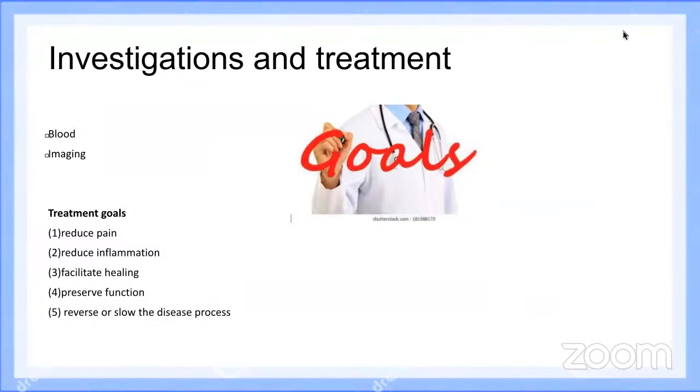Important to note is that the treatment goals for all patients, irrespective of it being acute or chronic, are to reduce the pain, reduce the inflammation, facilitate the healing, and try to preserve function as much as possible, and to reverse or slow the disease process. And in some cases, such as rheumatoid arthritis, this will include early referral, so they can be started on specific medication to prevent or slow down the progress.